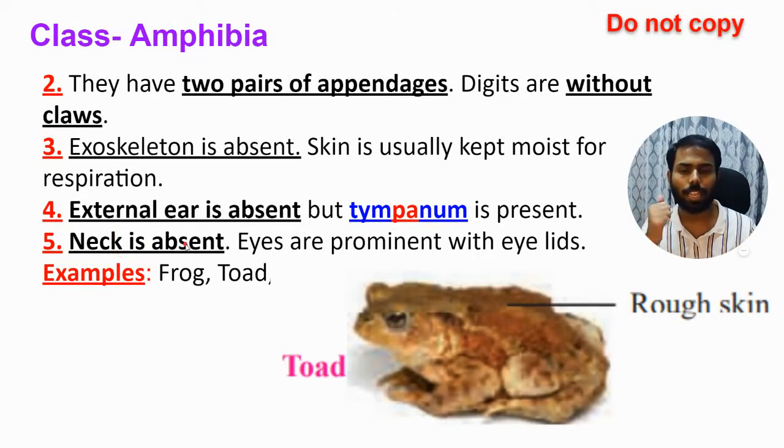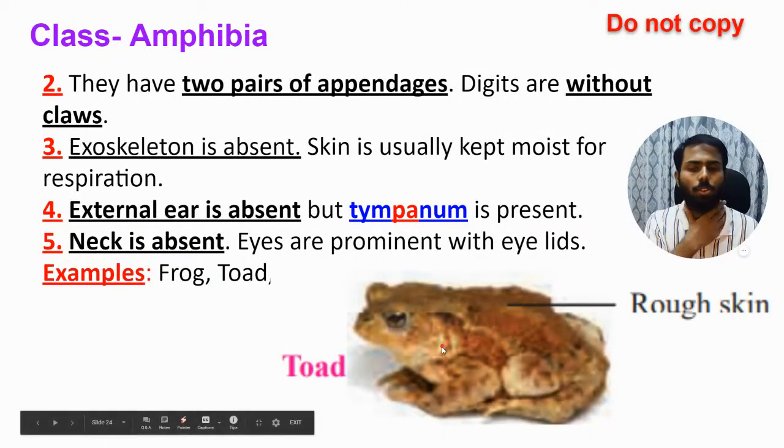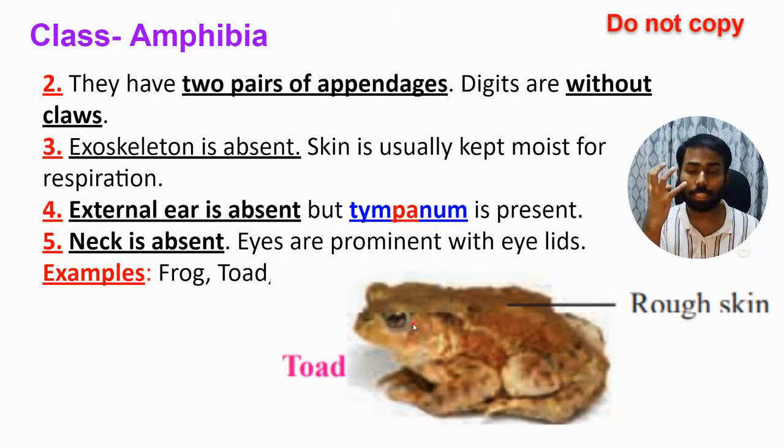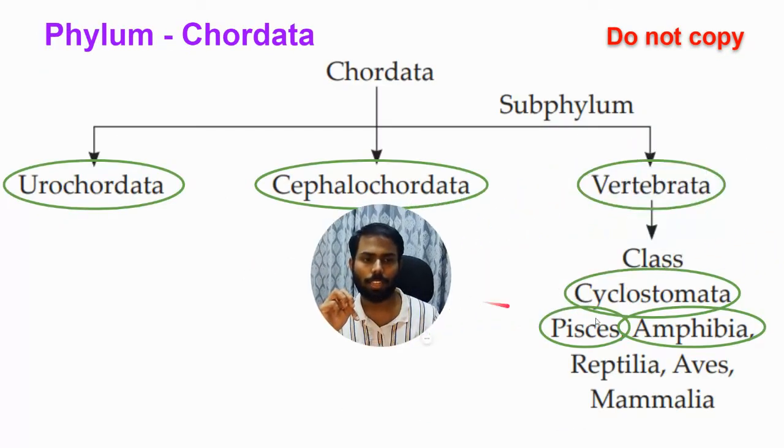ओके, नेक इज एब्सेंट. ये जो नेक पार्ट है वो एब्सेंट है. इफ यू सी, यहाँ पे माउथ है और डायरेक्टली इट इज कनेक्टेड टू द बॉडी. सो बीच में वो जो नेक पार्ट होता है वो गायब है. ओके, आईज आर प्रोमिनेंट विथ आईलिड्स. आंख काफी इजीली दिख जाएंगे तुम्हें, एंड उसमें आईलिड्स भी होंगे. ओके, आईलिड्स आर दिस पार्ट. Examples are frog and toad. Okay, so that's class Amphibia.